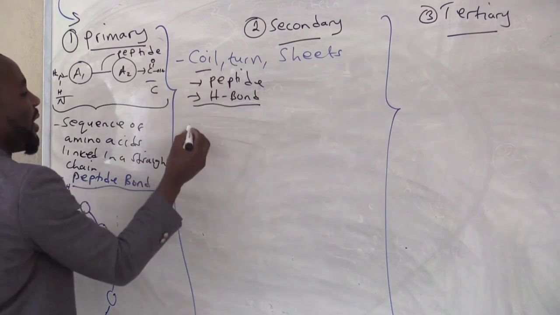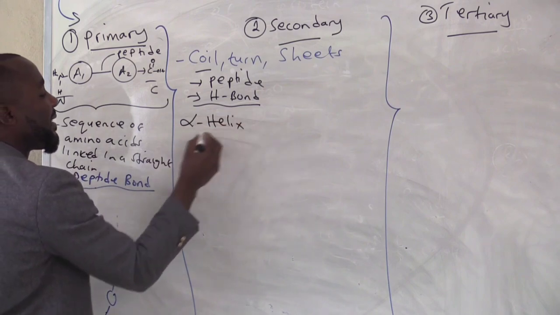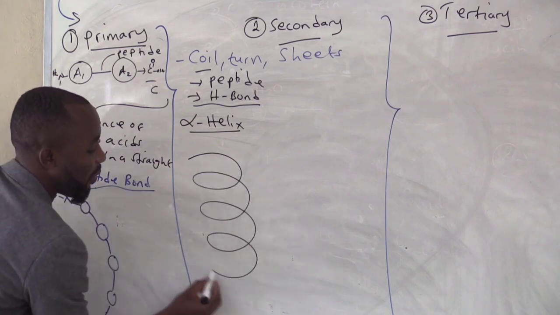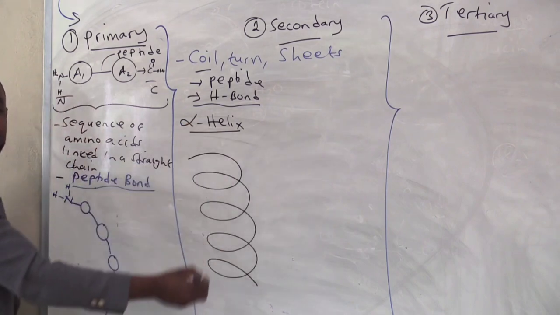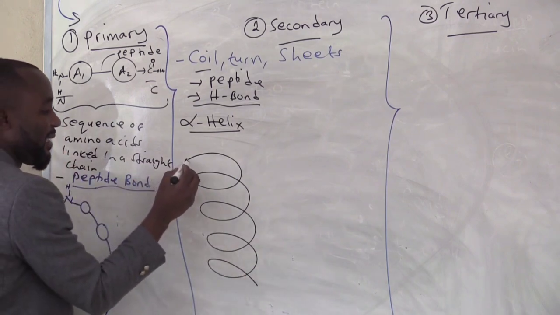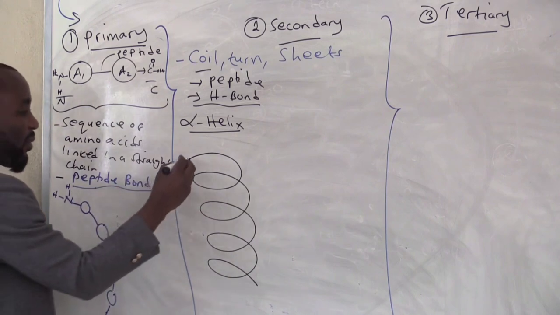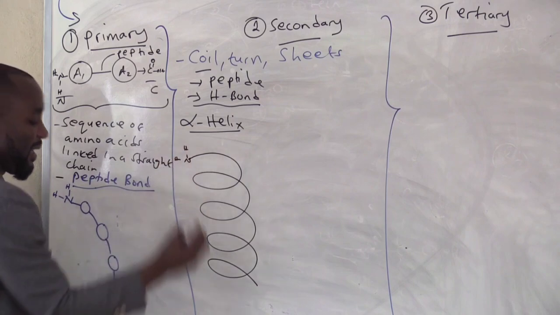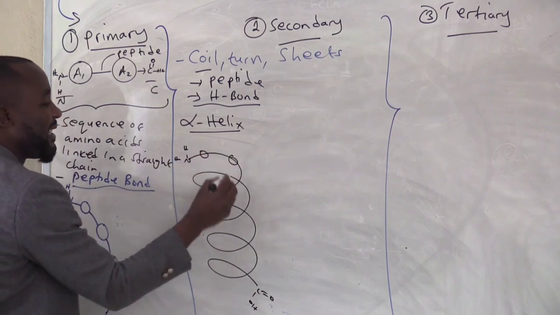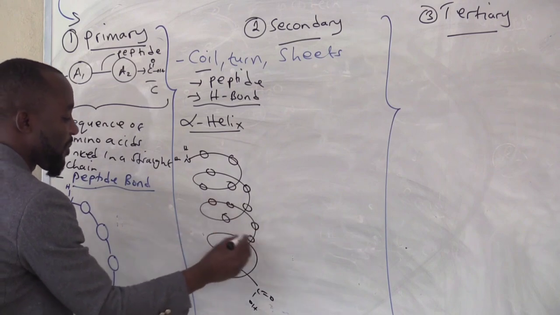An example of a coil that is formed at secondary structure is what we call alpha helix, which looks like a coil with an imaginary axis. Although I'm using a single line, I want you to remember that it's just like this one, only that it's a coil. What does it mean? It also begins with amino group and ends with carboxyl group. But in the middle, there are proteins linked through peptide bond, although it's forming a coil.